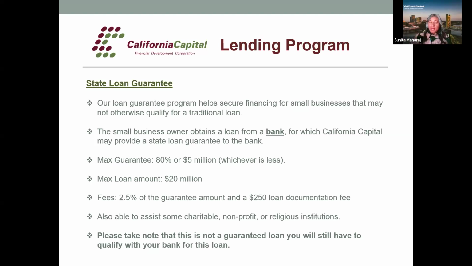But you would go to the bank and then the bank would use that guarantee. Now, it's not a guaranteed loan to you. It is a guarantee to the bank. Say, if they didn't have this guarantee, they would not normally be able to fund the loan. But because of the guarantee, it's helping shore up the loan. And that's the reason why they're going to be able to do this. And we have max guarantees, and max loan amount and fees.